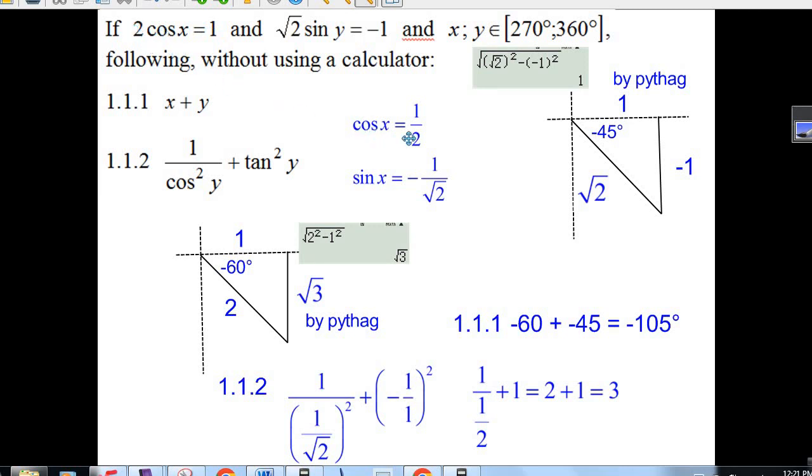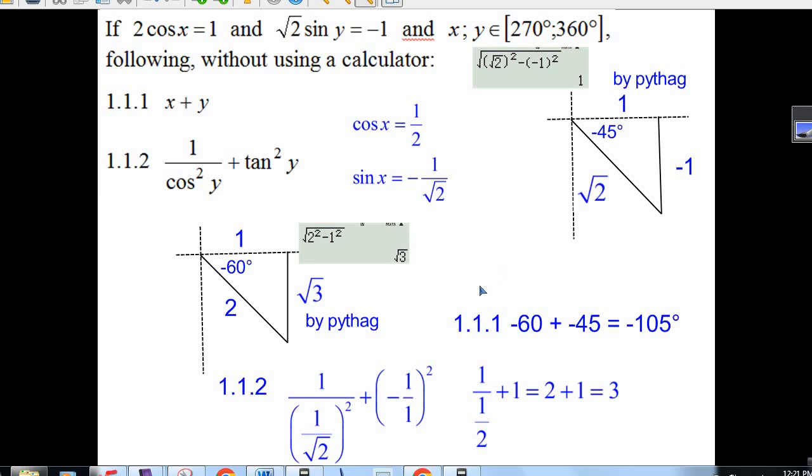Well, if you divide both sides by 2, they're telling you that the cos of this angle, whatever it is, is equal to a half. And then they say that root 2 sine y is equal to minus 1. Well, if you divide by root 2, they're saying the sine is negative 1 over root 2. So we know the sine is negative. We know the cosine's positive. That can only be the fourth quadrant. And they even told you that it is in the fourth quadrant, between 270 and 360 degrees.